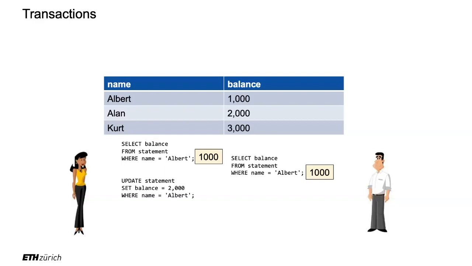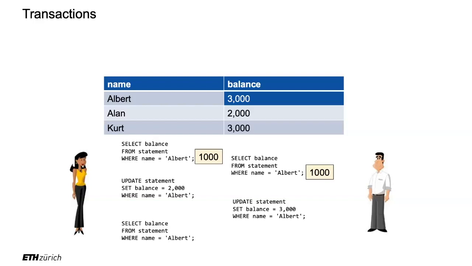Now, Alice sends this query to PostgreSQL: update statement, set balance to 2,000, where name equals Albert. What's going to happen? What should I change in the table? Yeah, this changes, right? Now, Bob says this update statement, set balance to 3,000 where name equals Albert. What happens? 3,000, exactly.